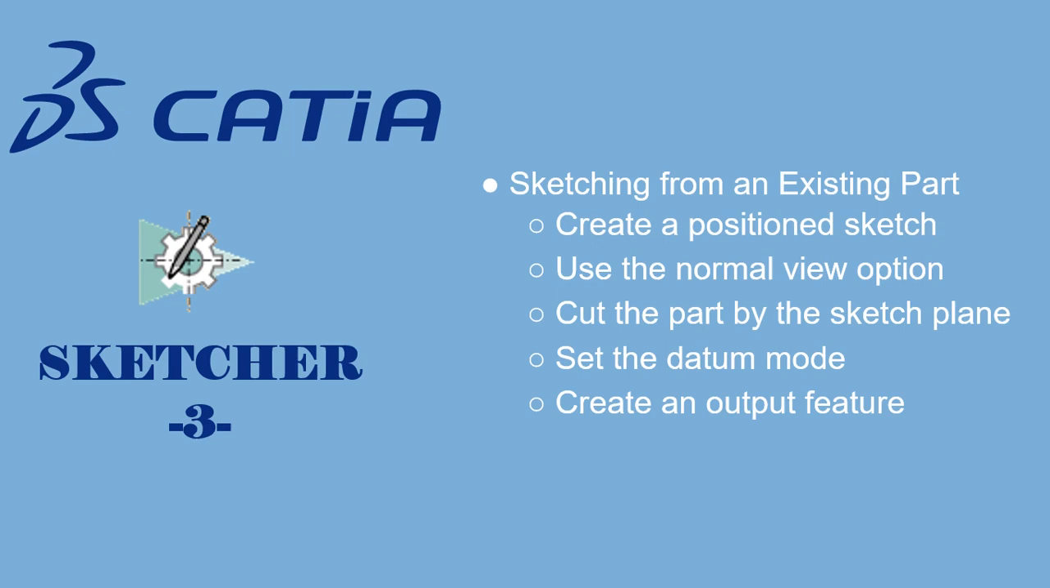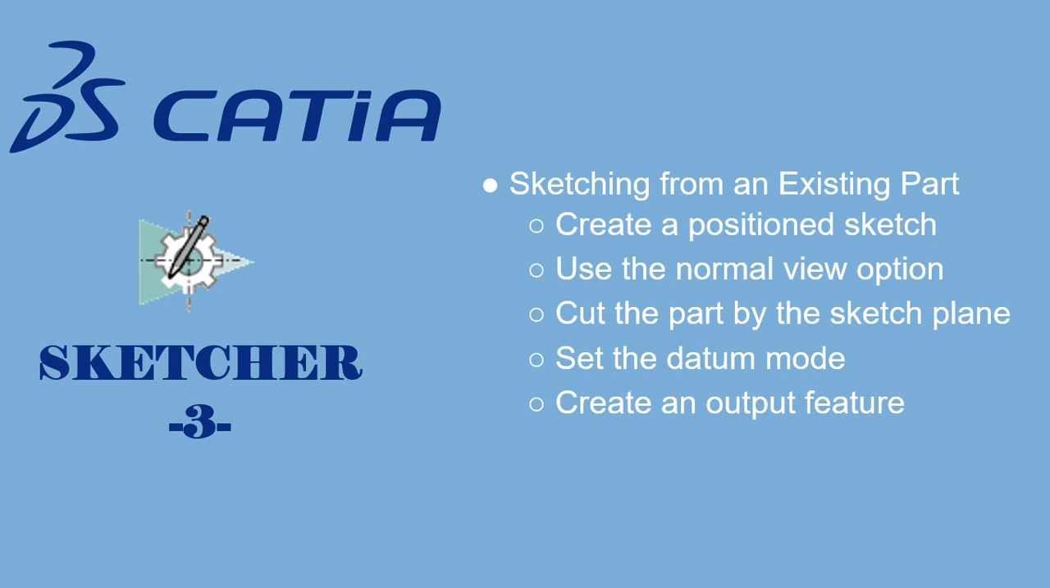Sketching from an existing part. This is the third and final video for the Sketcher Workbench Getting Started tutorial. In this section of the tutorial, you'll learn how to sketch geometry from an existing part. You can also go back directly to the second part of this tutorial and see how to sketch from a new part. You will perform the following steps.